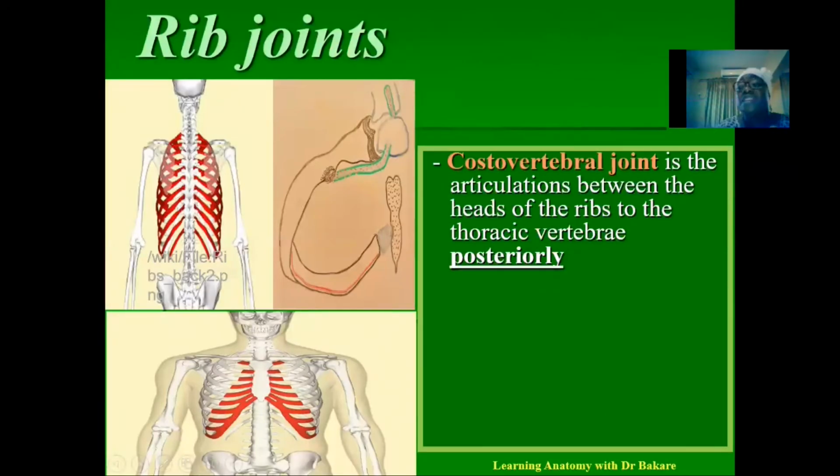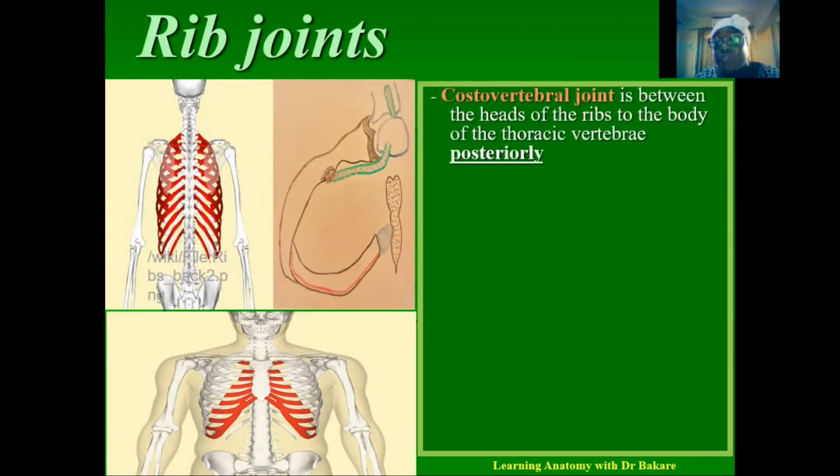So let's look at the joint of the ribs. Remember, we said that the ribs span from the vertebral column posteriorly to the sternum anteriorly, although not the entire ribs. But let's look at the joints that these ribs present within the thoracic cage. The first one is the costovertebral joint.